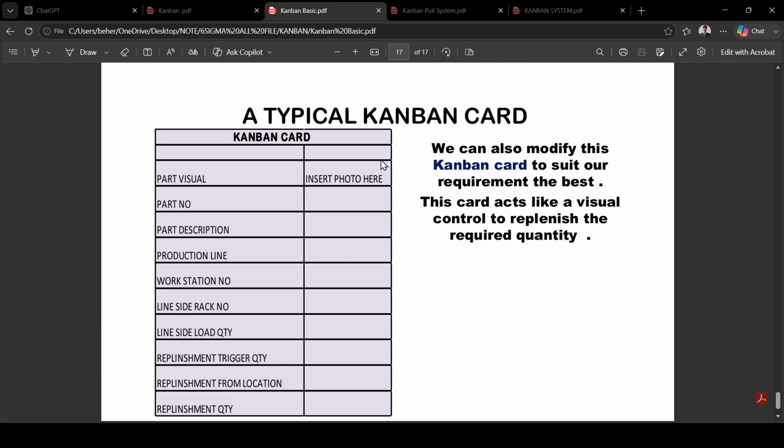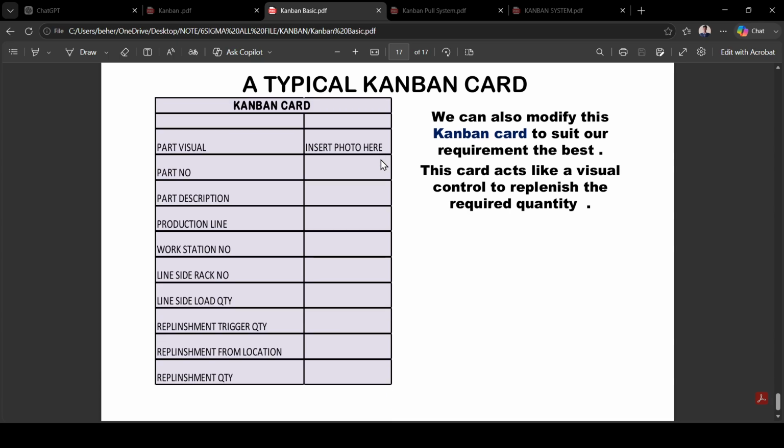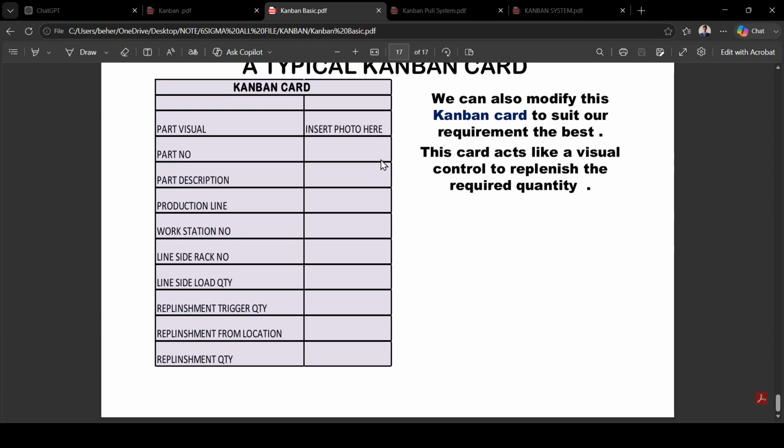Typically, this is a Kanban card. We can also modify this Kanban card to best suit your requirements, and this card acts like a visual control to replenish the required quantity. And these are all the Kanban examples.